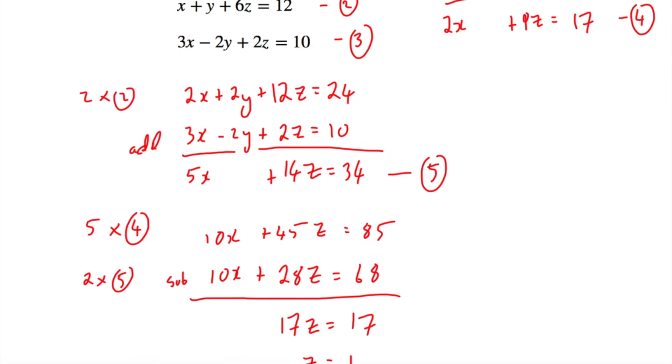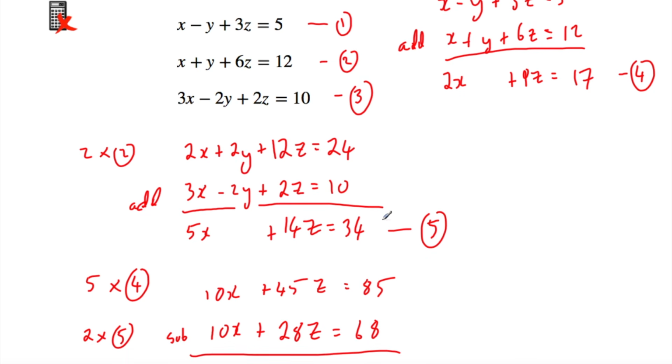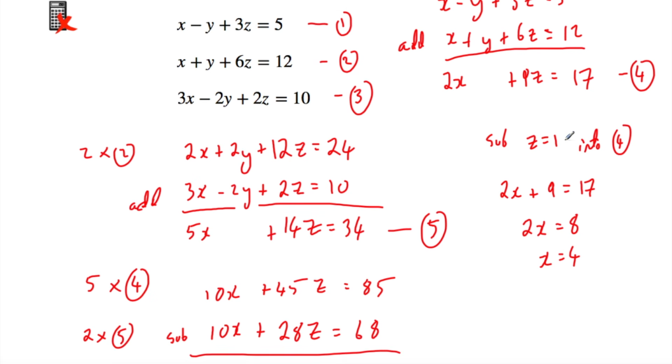Let's substitute that into either equation 4 or equation 5 and find out what x would be. So I'm going to choose equation 4. So I'm going to sub z equals 1 into equation 4. So let's do that. So if we substitute 1 in here, we're going to get 2x. That's going to stay as it is. Plus. And then 9 times 1 is 9. And that equals 17. Then if we take away 9 from both sides of this equation, we get that 2x equals 8. And then if we divide both sides by 2, we get that x equals 4. So that's fantastic. We now know that z is equal to 1 and x is equal to 4.